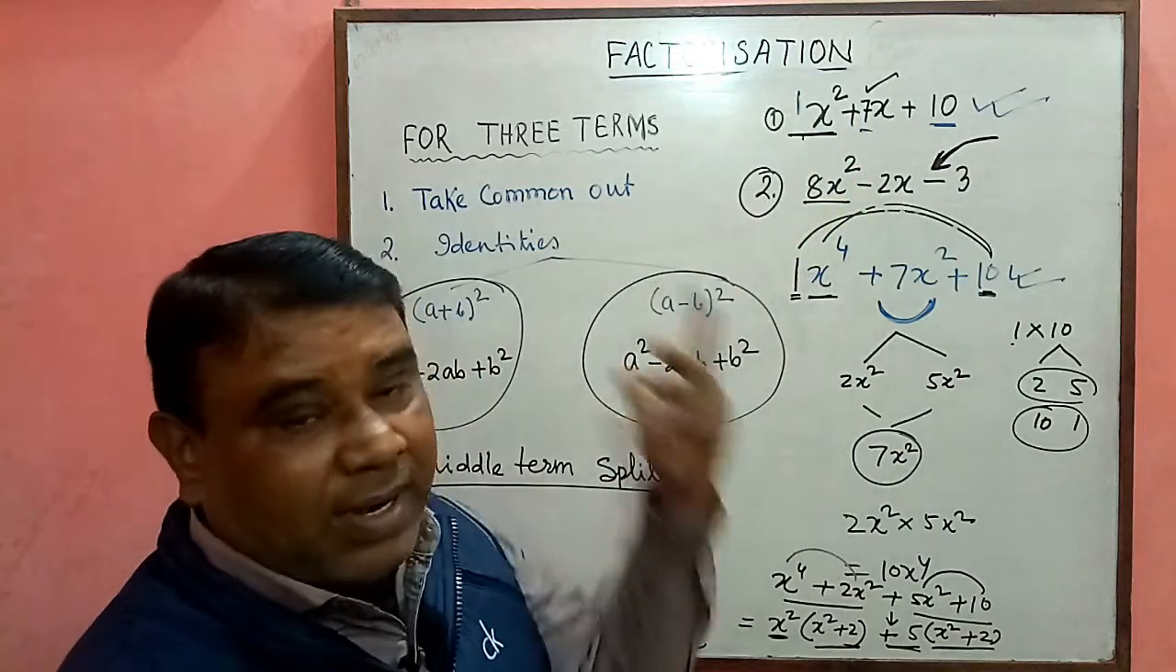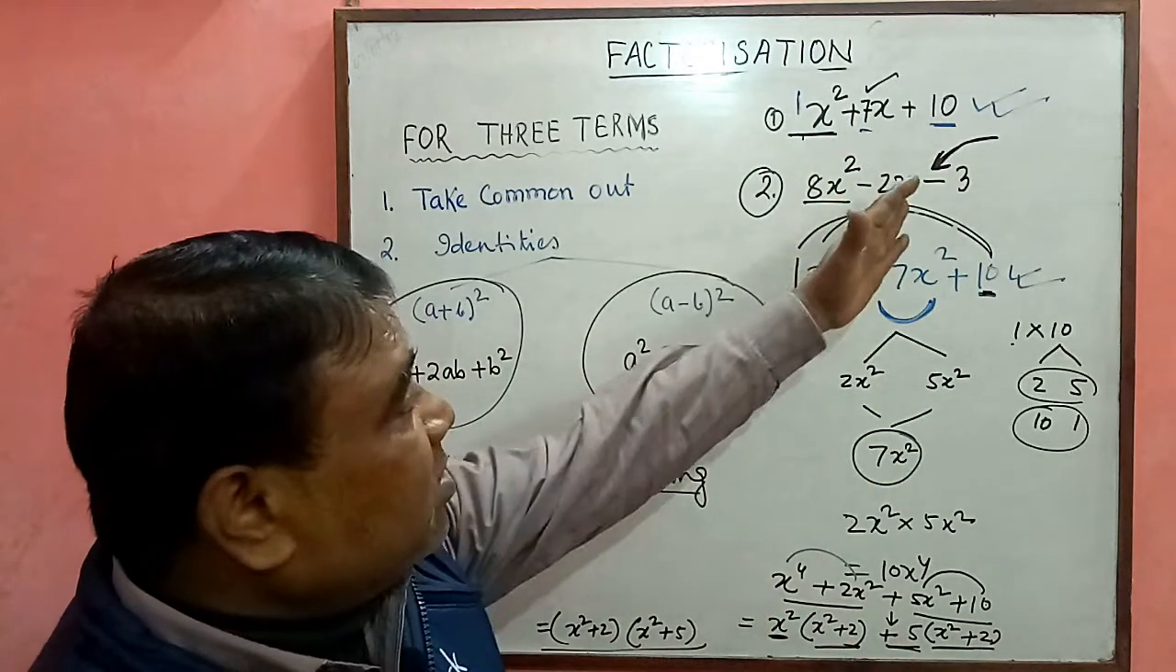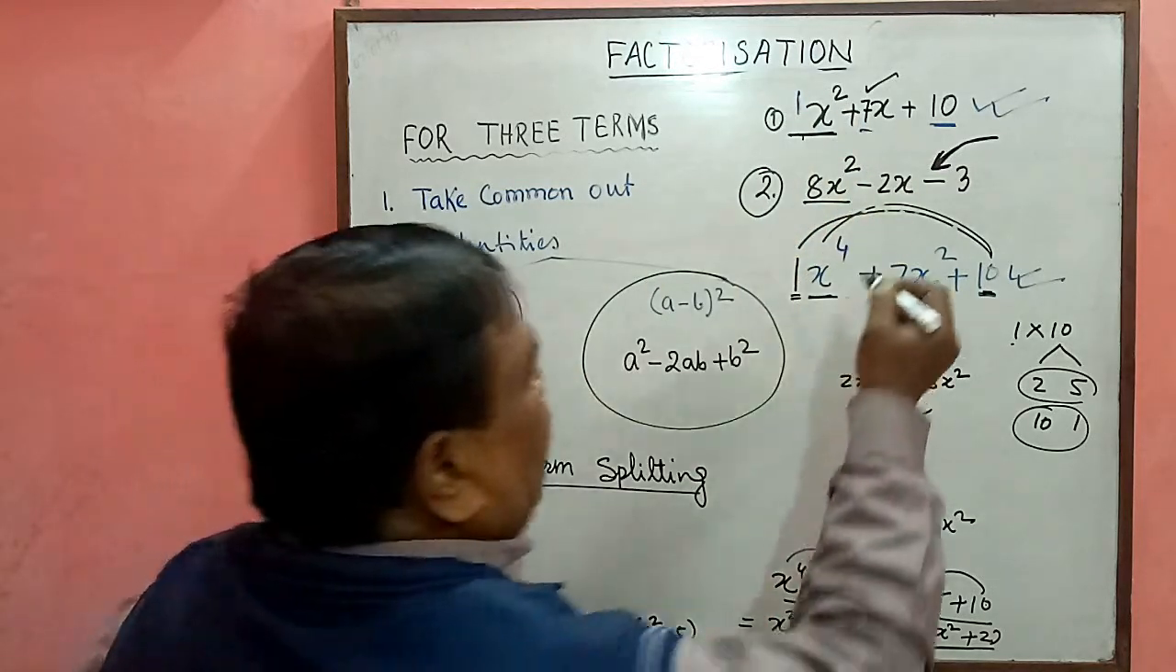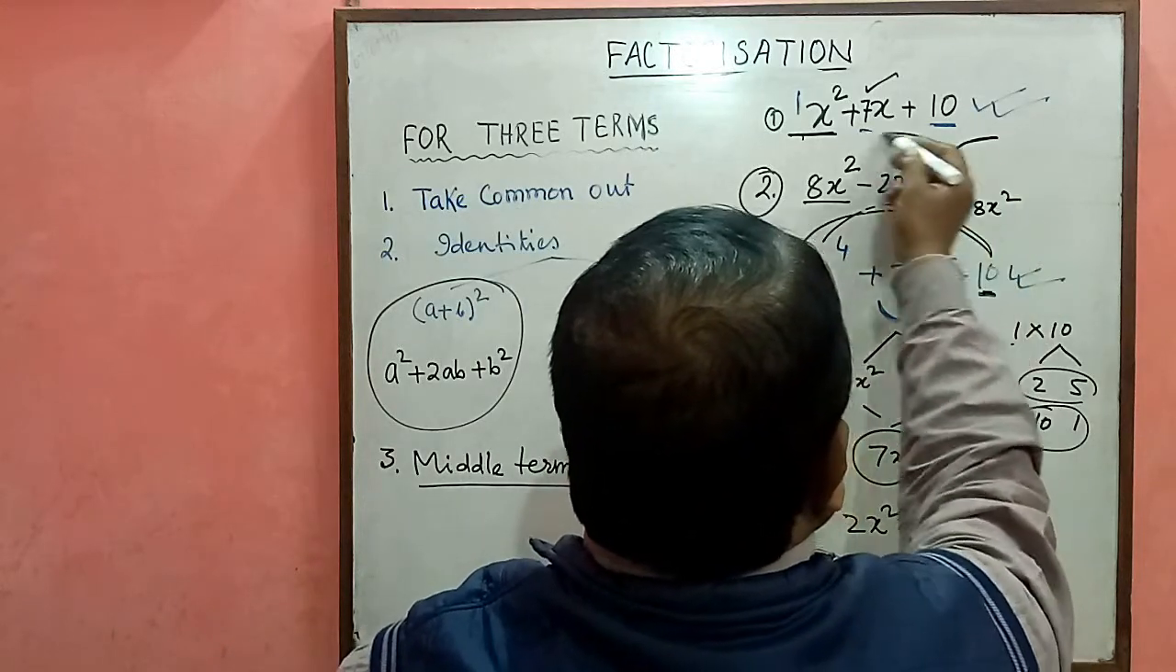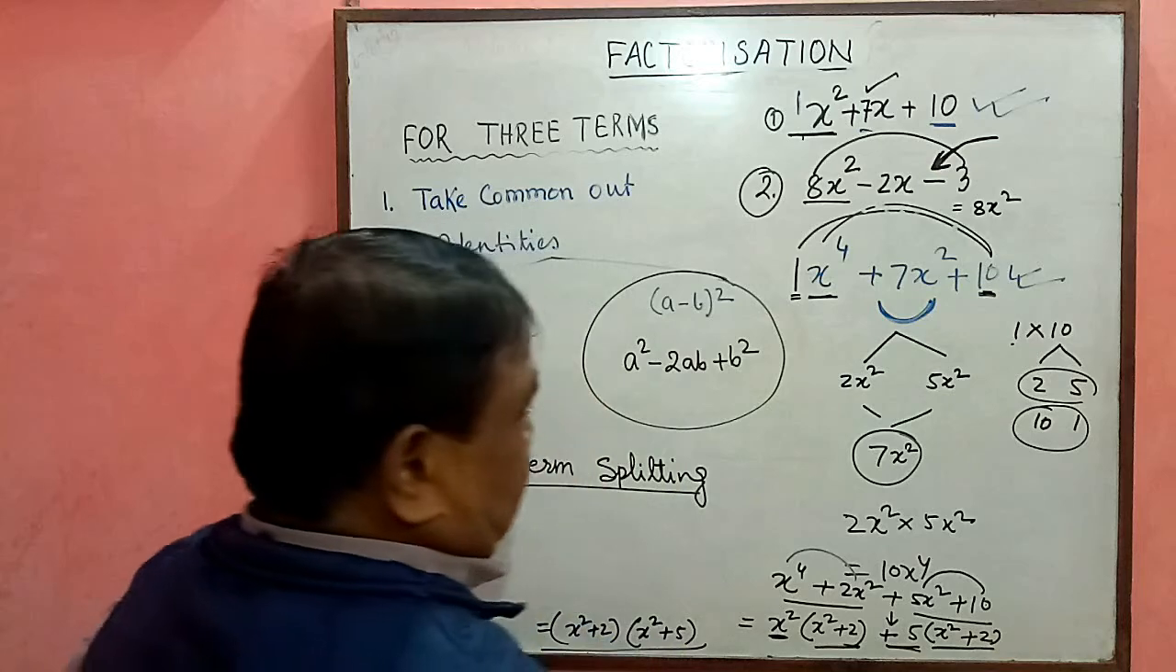It will remain 7x. Now it is minus 2x. So if I split this one, this is 8x square. 8 times 3 is 24.